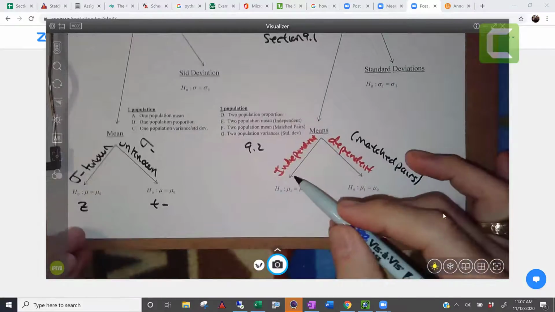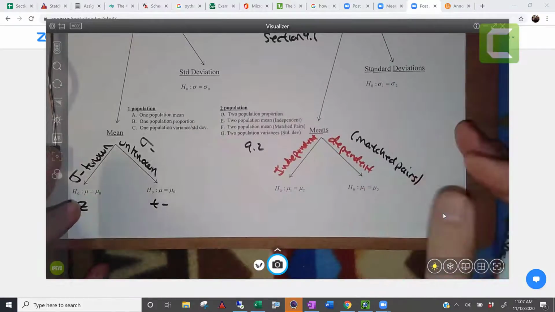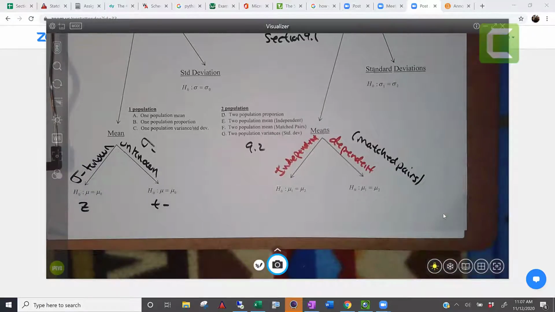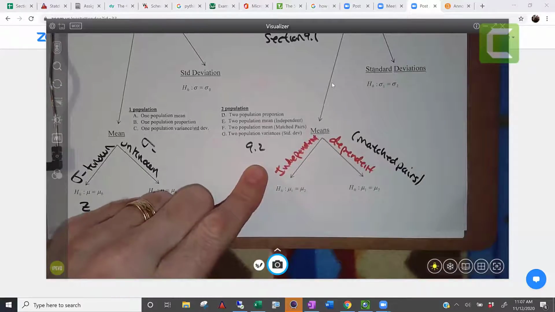That was when we had independent means. That is, we had two different samples. They didn't have anything to do with each other. Like the scores on your first exam and the scores from students in Dutchess Community College, which is where the author of this book teaches. So those would be independent.